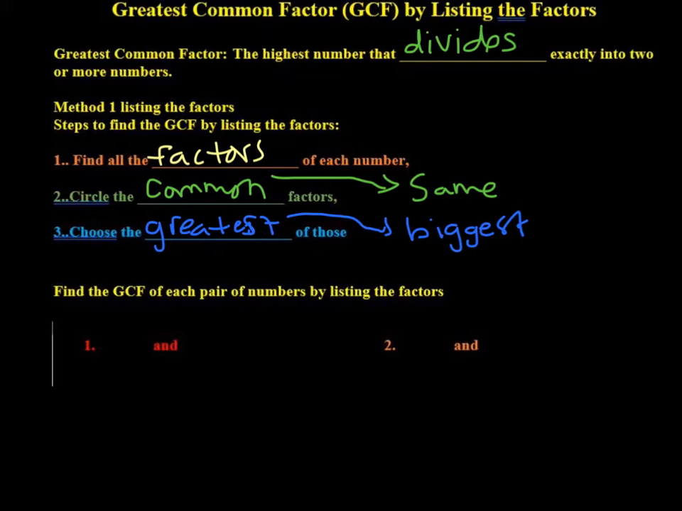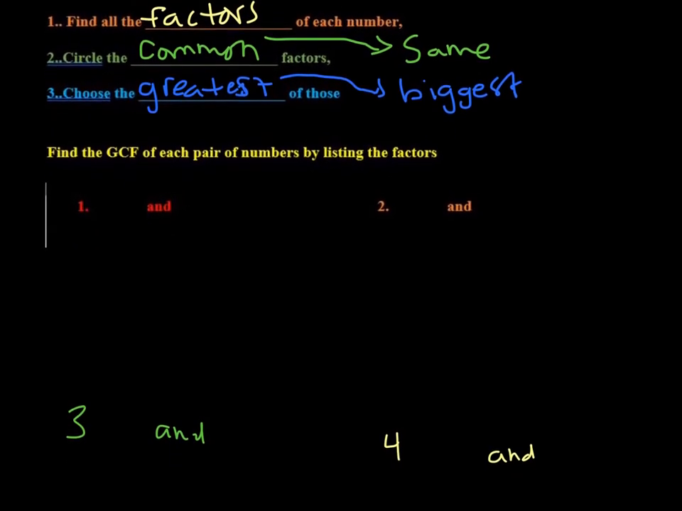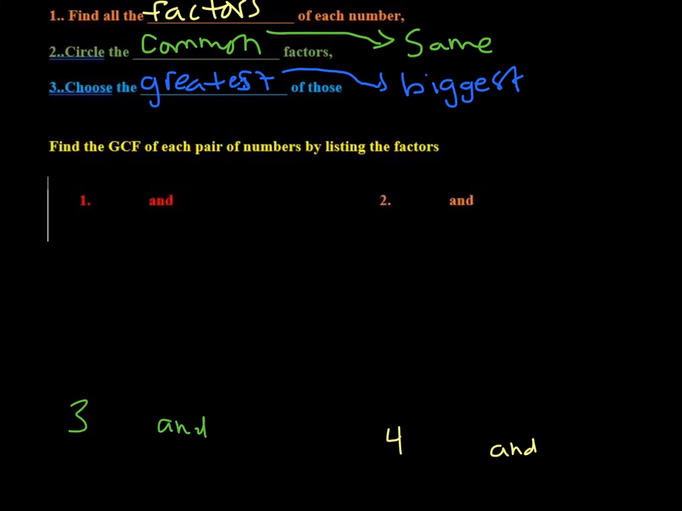So let's look at the steps one more time. Step 1, find all the factors of each number. Step 2, circle the common factors. So common is same. Step 3, circle the greatest of those. So the greatest or the biggest of the factors. Alright, I'm going to slide this down. So let's see if we can do a few examples together.